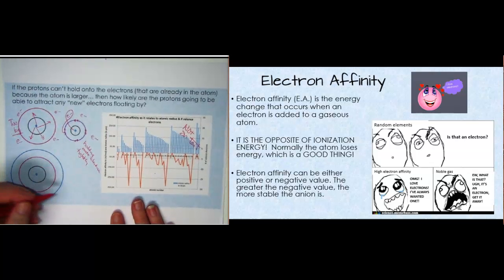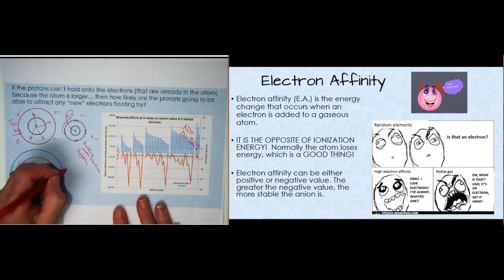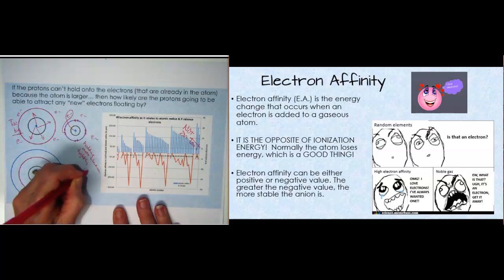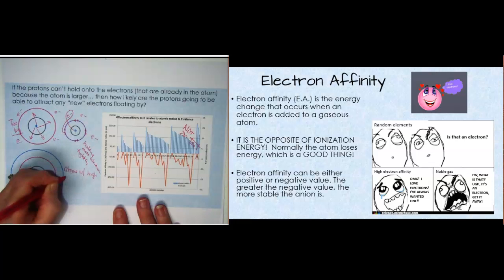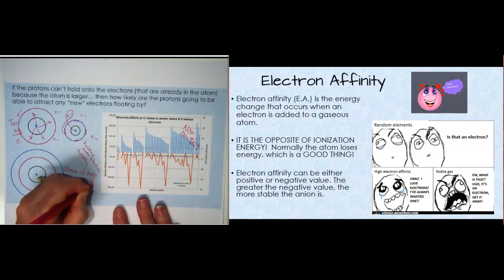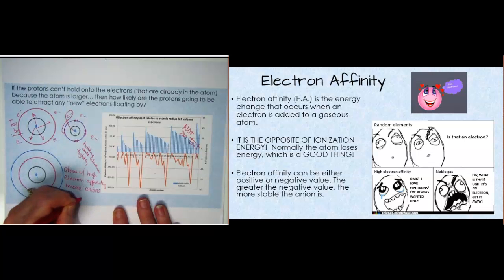So the take-home message for electron affinity is this. Atoms with a high electron affinity become anions because they gain electrons easily.